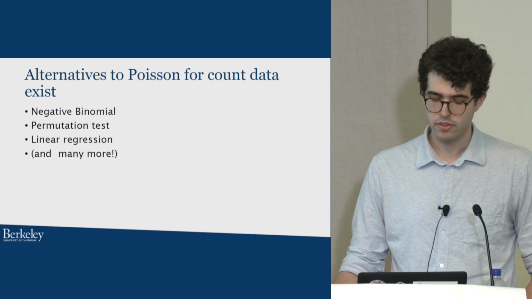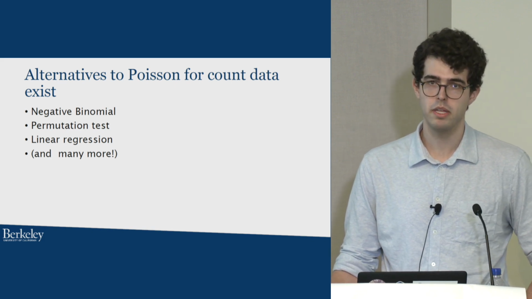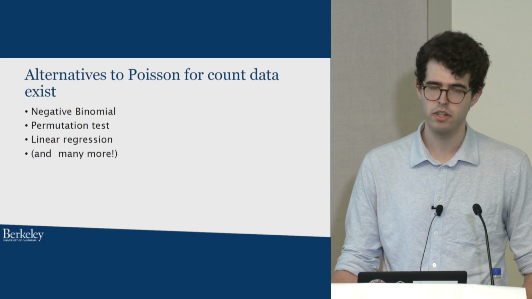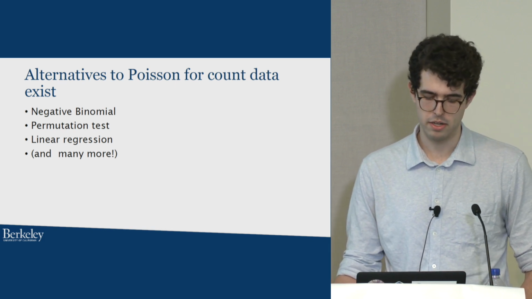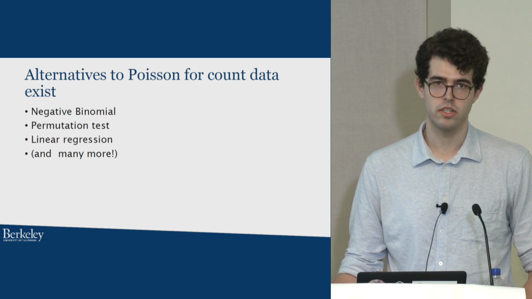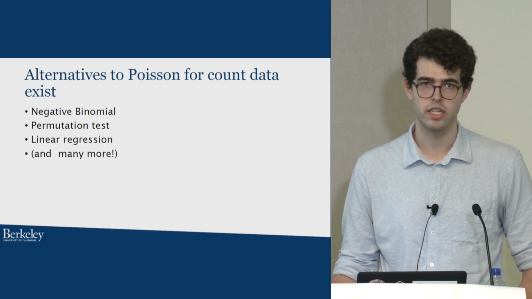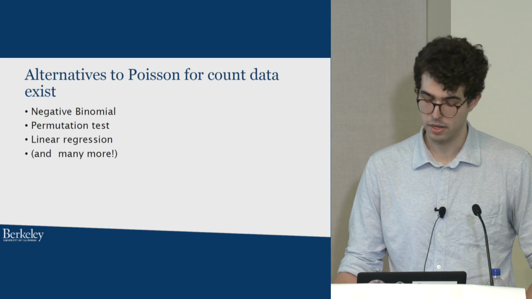And there are really good alternatives to Poisson for count data. So some of you might be familiar with some of these. There are things like negative binomial regression, where you allow the variance to mean ratios to differ, simple non-parametric permutation tests, or even just a totally basic linear regression or t-test, just OLS, as well as a bunch of others.